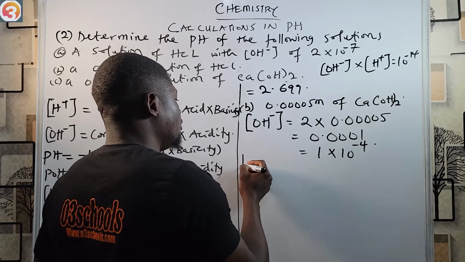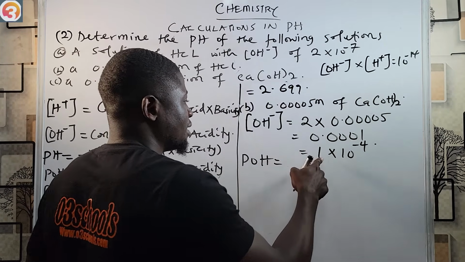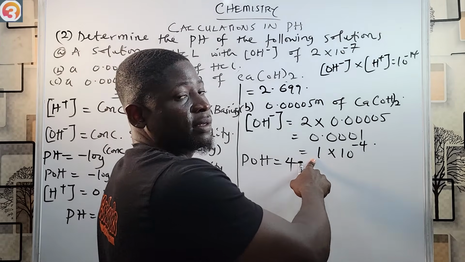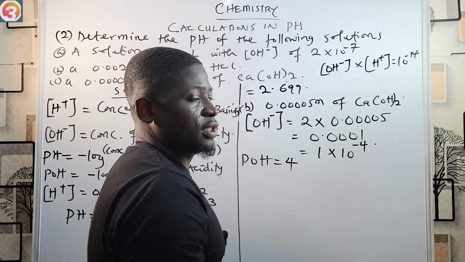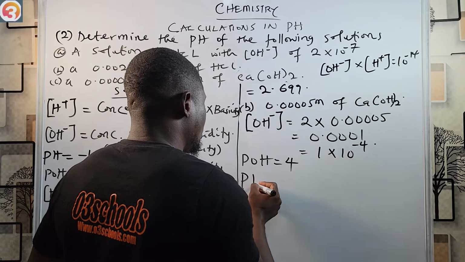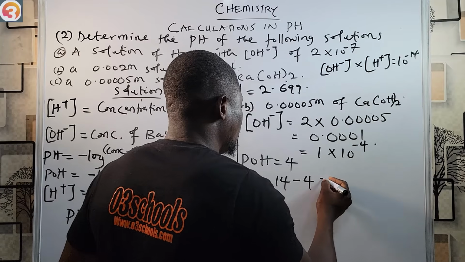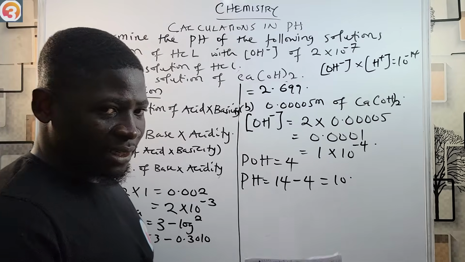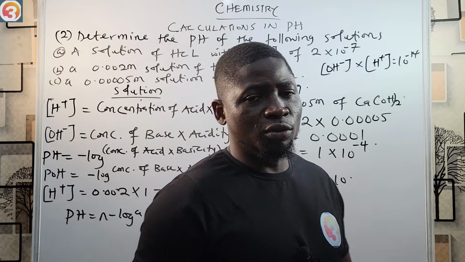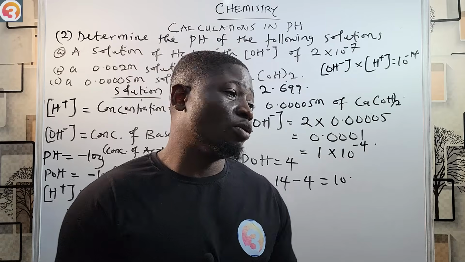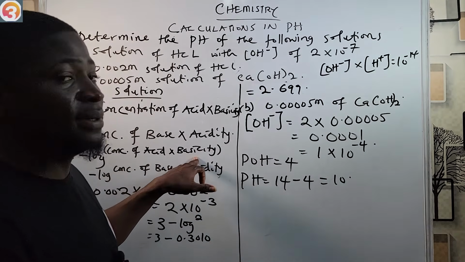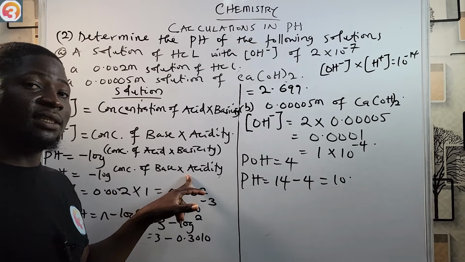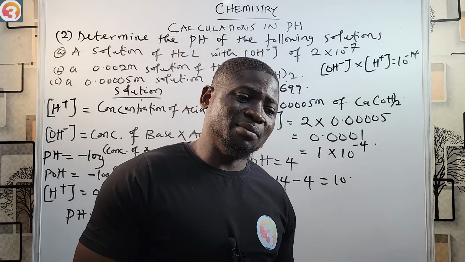But first of all, let me look for the pOH. pOH is easy to look for because a is 1. That means pOH is 4, isn't it? Because when a is 1, pOH is n, which is 4. So now that means our pH will be equal to 14 minus 4, which is 10. Simple as ABC. All right, so this is another format they can use to set a question for you. Just know this formula: concentration of acid times basicity for the acid, then concentration of base times acidity for the base. All right, it's as simple as that.